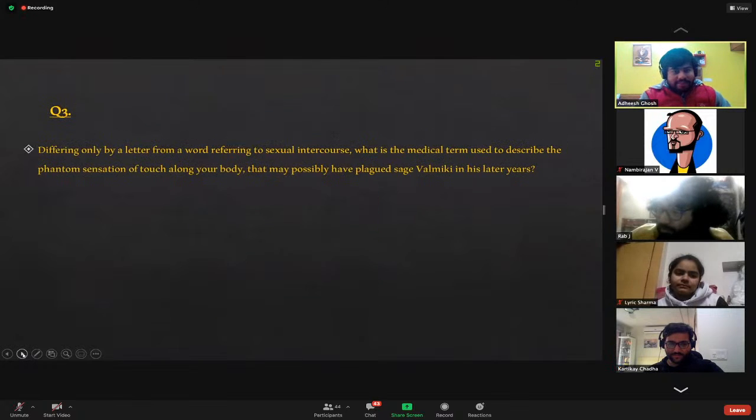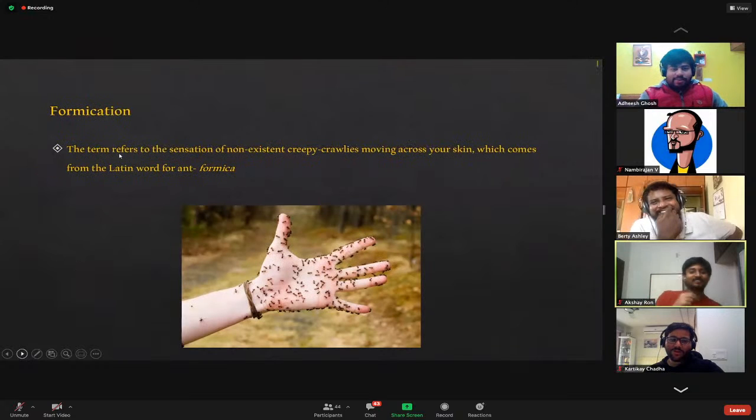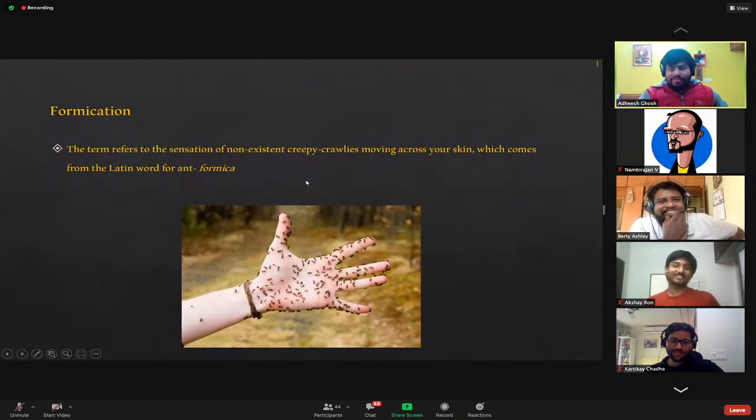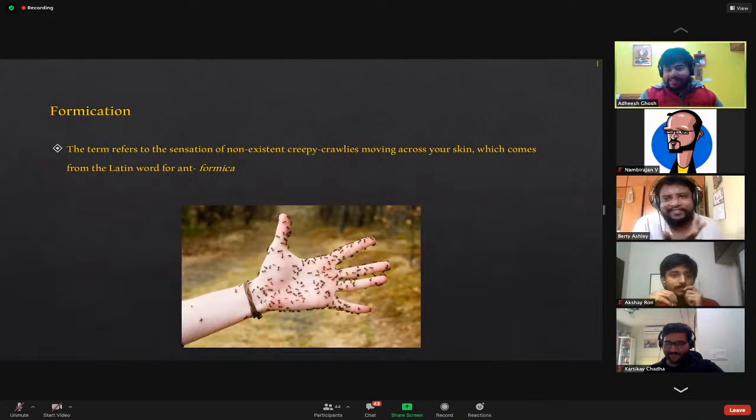Question number 3. Formication. This comes from formica, which is Latin for ant, and fornication, as we might all know, refers to sex. And sage Valmiki, for those of you who don't know, was this great sage who wrote or dictated the Ramayana, and he sat inside an ant hill, which is why later on in life he might have had this sensation over and over, because he was just sitting among ants for so long.